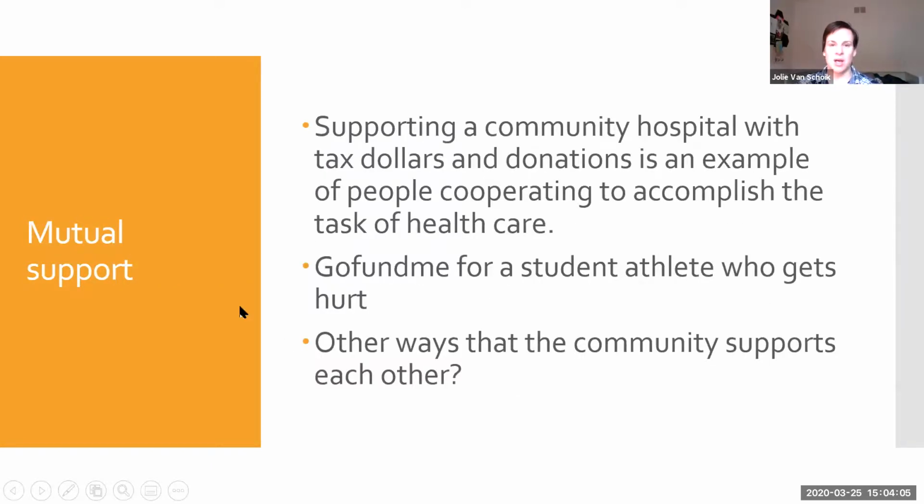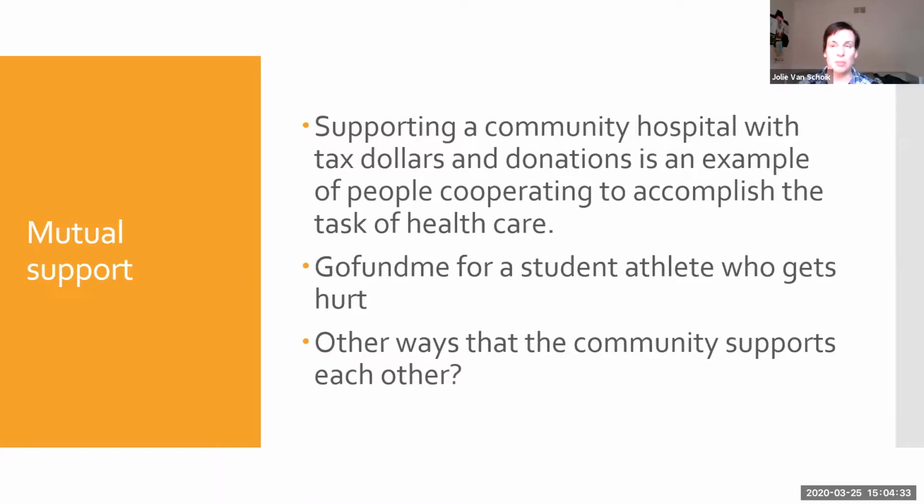Mutual support. This is when you are helping your community and supporting your community. A lot of times it can be with money. So again, a GoFundMe for a student athlete who gets hurt. That would be an example of mutual support. So he broke his leg, his parents don't have enough money, or somebody needs to stay home with him. So the community rallies around him, and people give $5, $10.